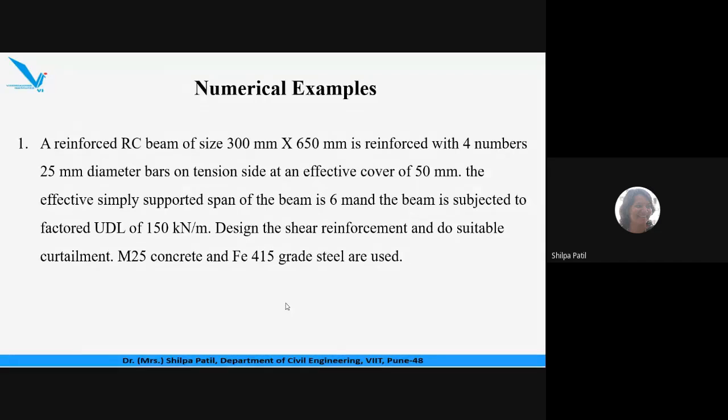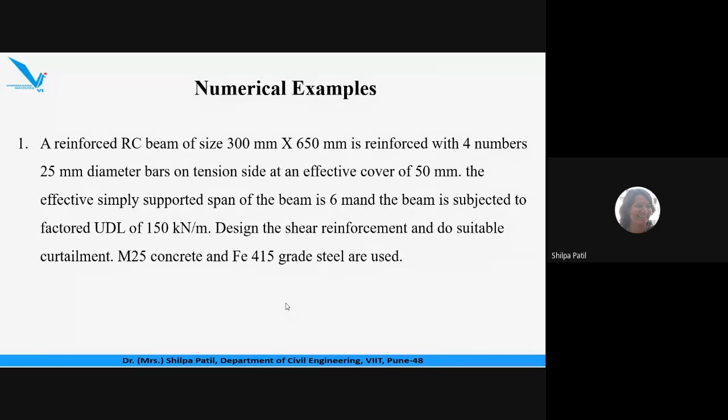We will start now the numerical example. I will simply read the problem statement. A reinforced RC beam of size 300 mm by 650 mm is reinforced with 4 bars of 25 mm diameter on the tension side at an effective cover of 50 mm. The effective simply supported span of the beam is 6 meter and the beam is subjected to a factored UDL of 150 kN per meter. Design the shear reinforcement and do suitable curtailment. M25 concrete and Fe415 grade steel are used.